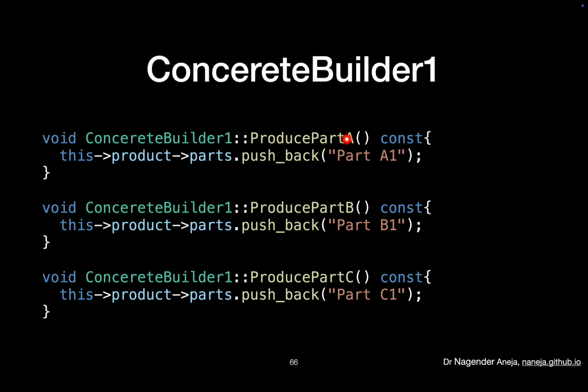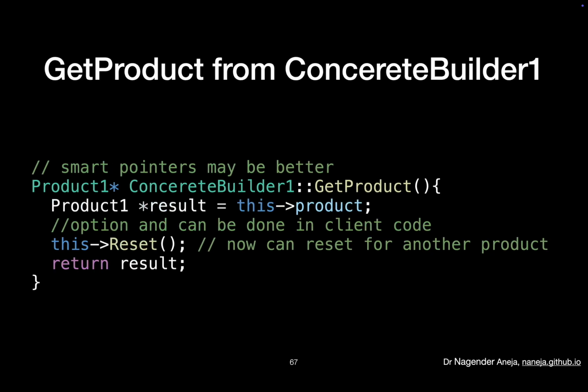Now we have the produce part A. When you call produce part A, what you're essentially doing is adding something to this product's parts. So we are adding this to the parts vector. When you say produce part B, you add something to the parts vector. Again, with C, you add something to the parts. So all of these produce methods are adding some values to the parts, right? So that's how the products are created. Then we have this get product. Get product will take this product, that's the result, and it resets and then returns the result.